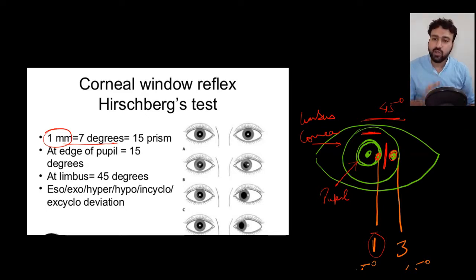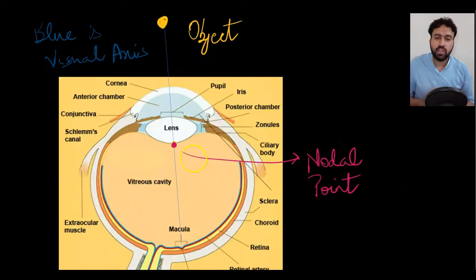Now, with this background knowledge of the Hershberg test, let's look into the various axes and angles in the eye, which will give us information about angle kappa. We need to understand two important axes in the human eye. The first is the visual axis and the second one is the anatomical axis or the pupillary axis.